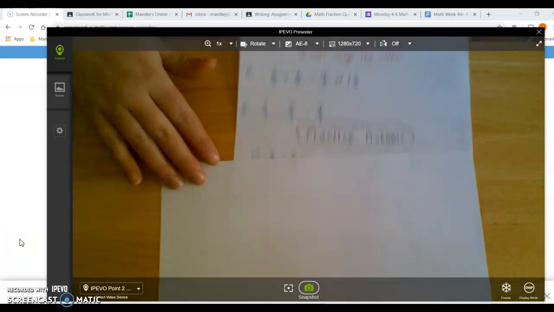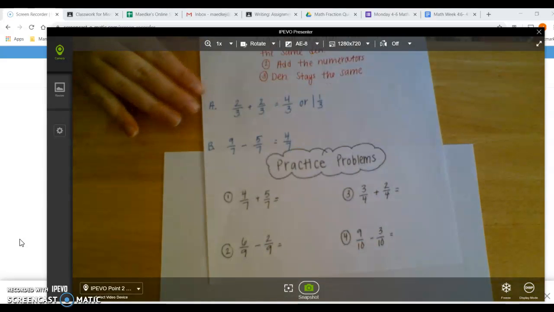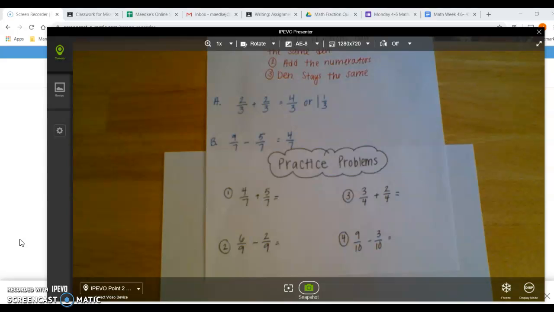So next thing that's going to happen, there are here 4 problems for you to do. On your Google Classroom, there is going to be a Google form for you to fill out, and I will have a video of that on here next. But when you fill out that Google form, it's just going to have those 4 questions plus the ones for fractions that have different denominators.